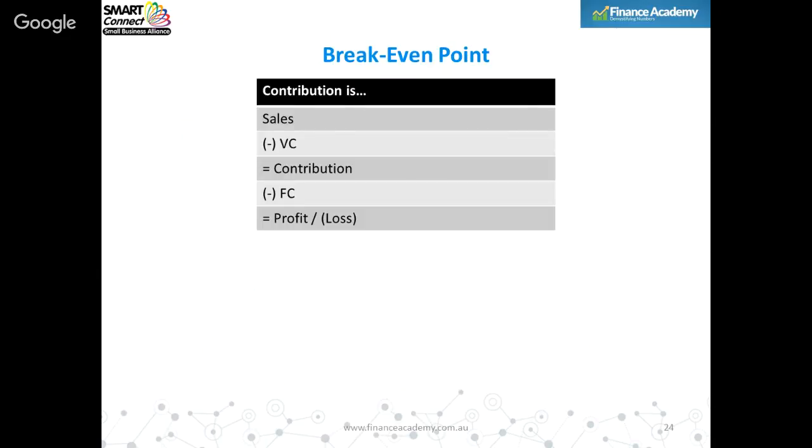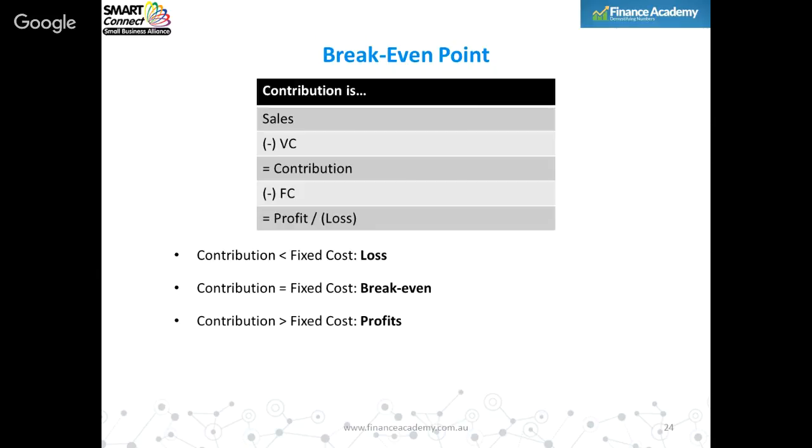Let me quickly summarize. Contribution is sales minus variable cost. And when you find out the contribution per unit, then you subtract the fixed cost. It will tell you whether the business has made a profit or a loss. If the contribution is less than fixed cost, then the business has made a loss. If contribution equals fixed cost, then the business has broken even. When contribution is more than fixed cost, this is where the business starts making profit.